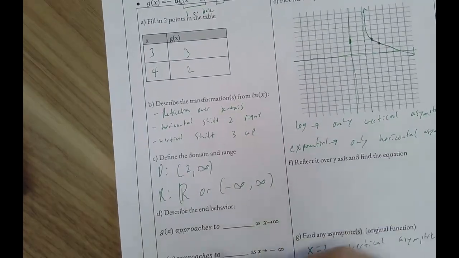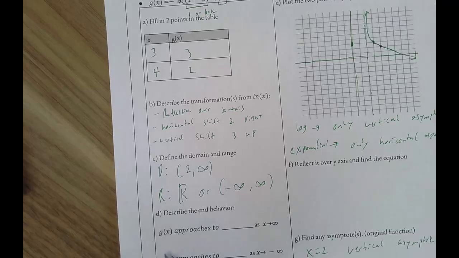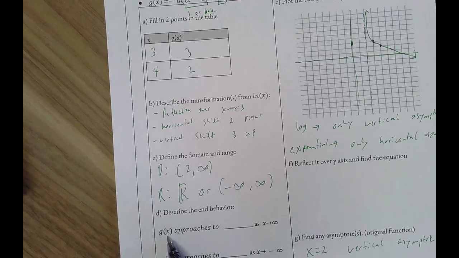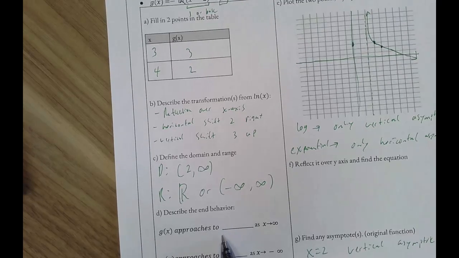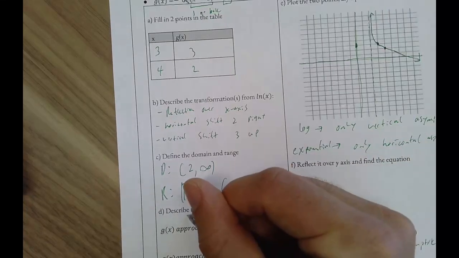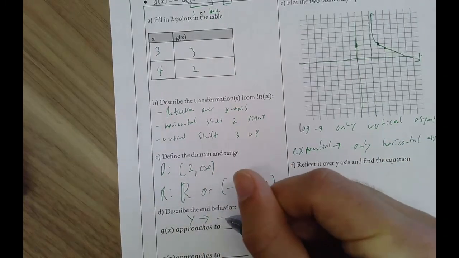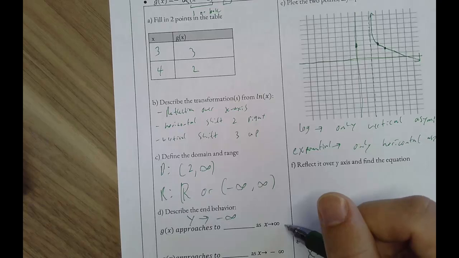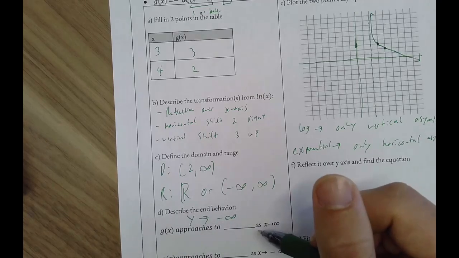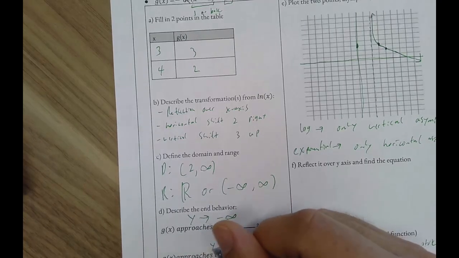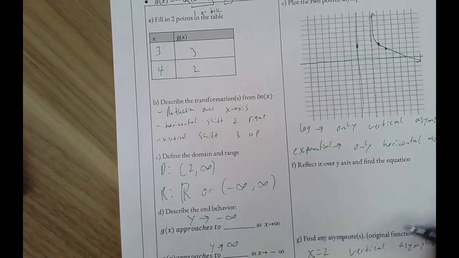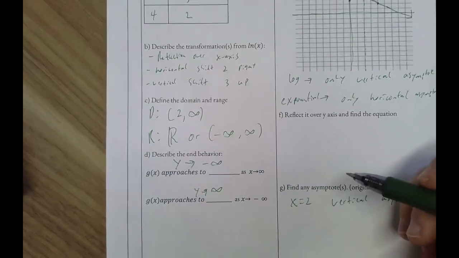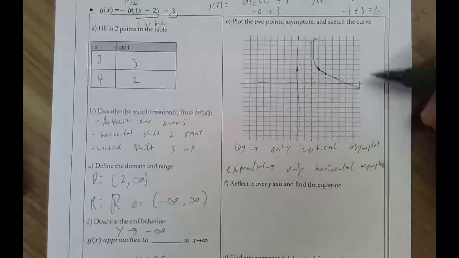Okay. What about the end behavior? Well, g of x approaches, so this is where basically y is going. y is going to negative infinity as x goes to infinity, and y approaches infinity as x goes to negative infinity. And I'm getting that just from reading the graph here.